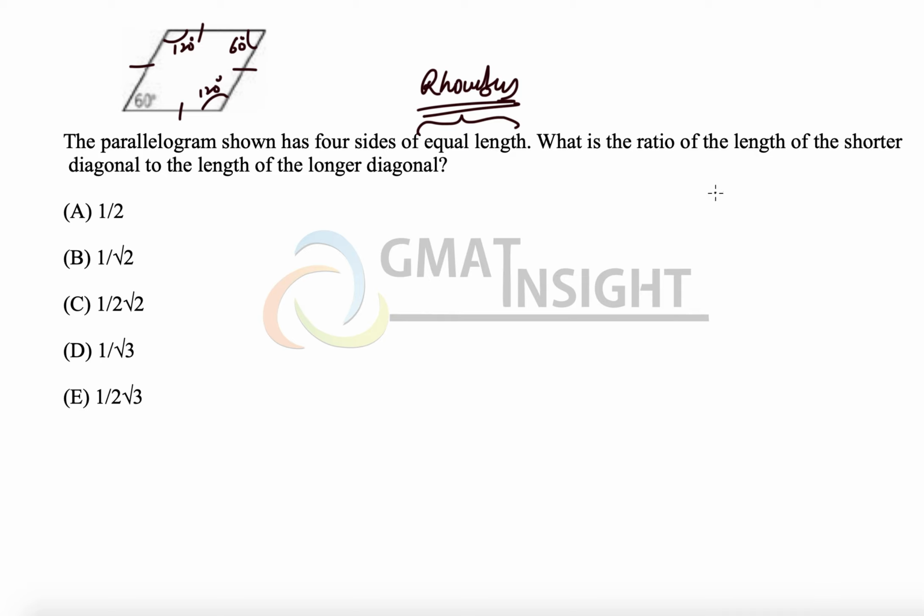What is the ratio of the length of the shorter diagonal to the length of the longer diagonal? Alright, now we were just talking about the properties of diagonals in a rhombus, and the question is entirely about the diagonals. So here you see a blue diagonal, that is the shorter one, and a red diagonal, that is the longer one. The question is, what is the ratio of the shorter diagonal to the longer diagonal? Alright, let me also name them. Let's say the shorter diagonal is D1 and the longer diagonal, which is the red one, is D2. So what we need to find here is D1 over D2.